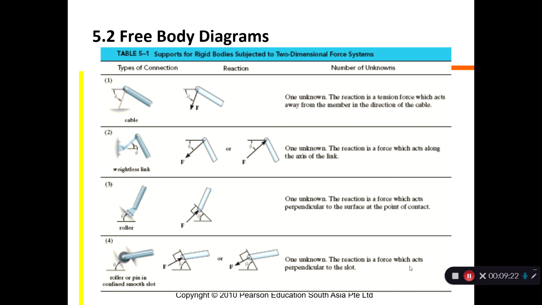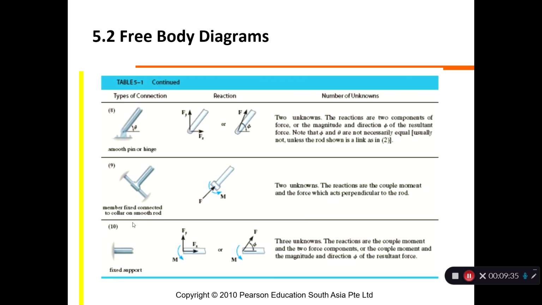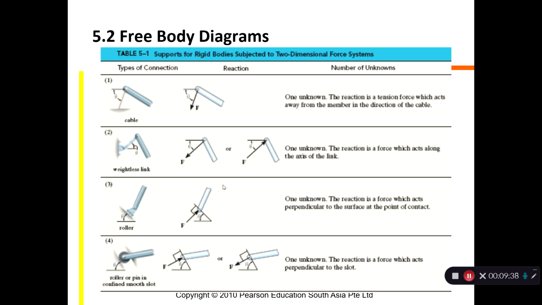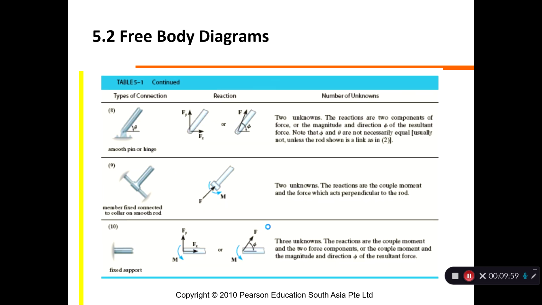There are 10 types of supports that you are going to look at. Whenever you have a question to answer, you can just look at this information. I've provided them in the full lecture slides. For example, if you have a rocker, you just look for rocker. For rocker, you have a reaction force which is perpendicular to the surface at the point of contact. So if this is acting at this angle, the force will be at this angle. Only one. Then you can resolve this in x and y. The same applies for any other forces.